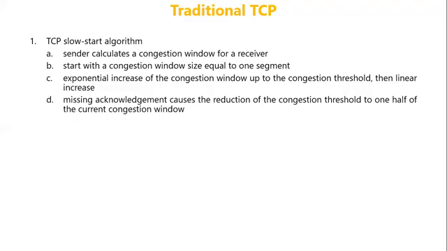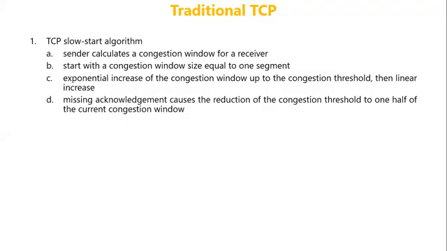The sender will calculate something called the congestion window for the receiver, and the TCP sender will set the start size of the congestion window as one segment. That is, in one segment it can send only one TCP packet. Now the sender will send one packet to the receiver and wait for the acknowledgement. If the acknowledgement is received, then it will double the congestion window.